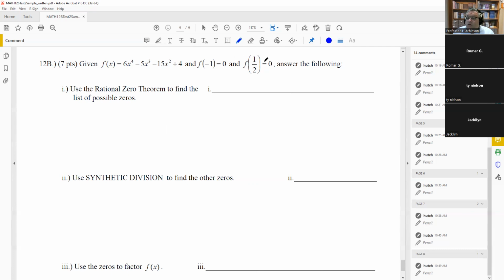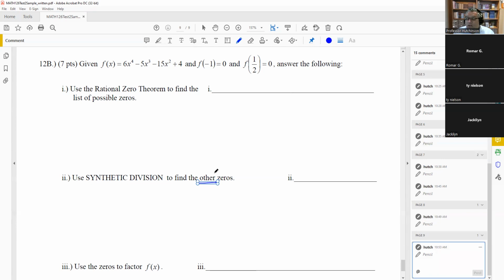So because both of those are given to you already, now you already know what 2 of the zeros are, and it says use that division to find the other or remaining zeros. Because it says other, that means I'm not going to include these 2 on my list. So that's something you want to pay close attention to when you do the homework, or when you do the actual problem in the test.